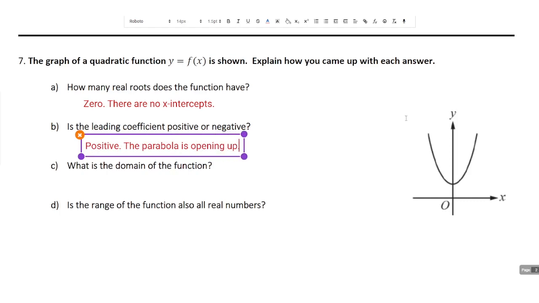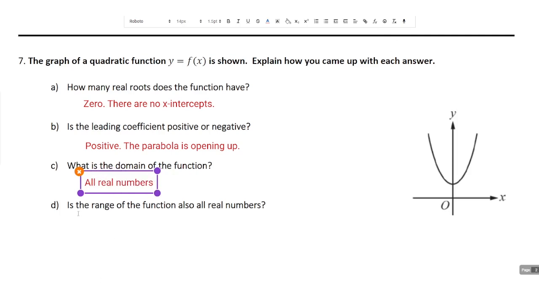The domain of the function is going to be all the possible x values, and this is going to be true for all quadratic functions unless there's some external domain restriction, like if it says that x can't be negative for some reason, or maybe in a real world context, you're throwing a ball or launching a rocket, and it has to hit the ground, so it can't go below the surface of the earth. There might be some context that prevents the domain from being all real numbers, but if we're just looking at a parabola, the domain is just going to be all real numbers.